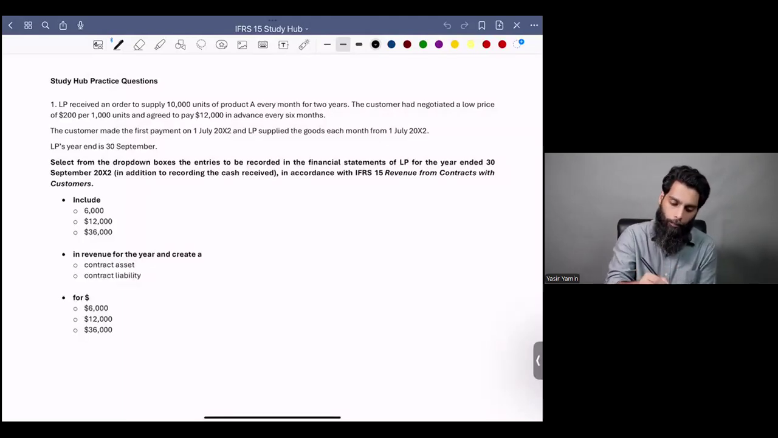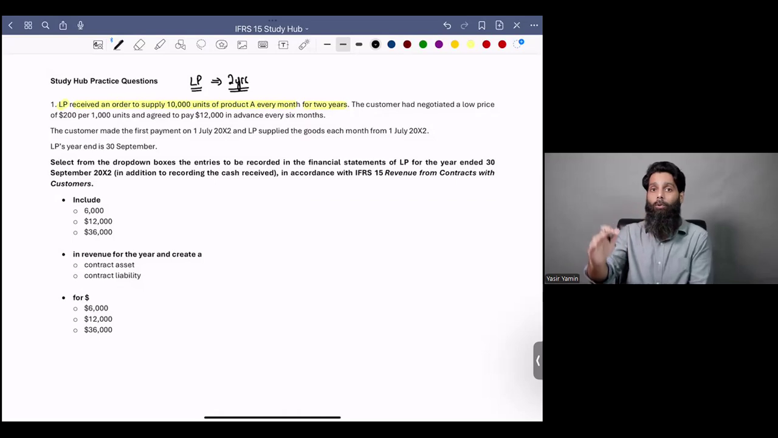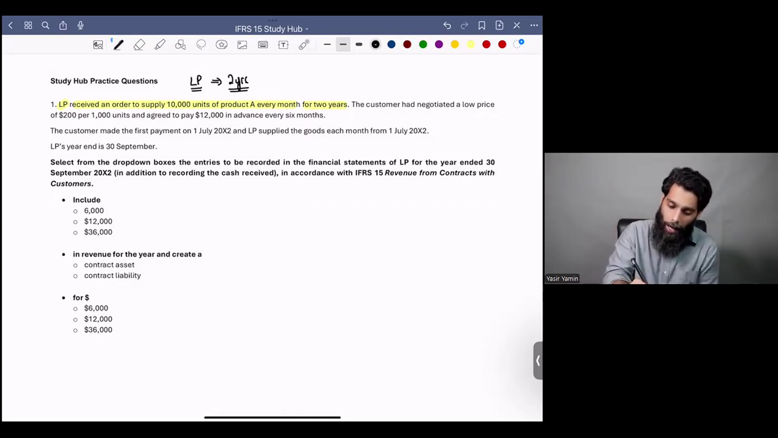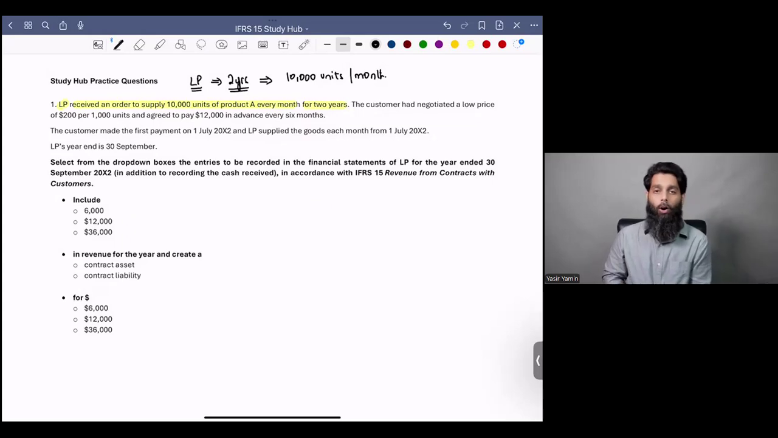Make sense? So guys, it says that LP received an order to supply 10,000 units of product A every month for 2 years. So basically what they are saying is that LP is an entity which received an order, and the order is of 2 years. By the way, it is a contract which will continue for 2 years. But the contract is such that you will be providing 10,000 units of a particular product, which is product A, every month. So you can call it a frame agreement.